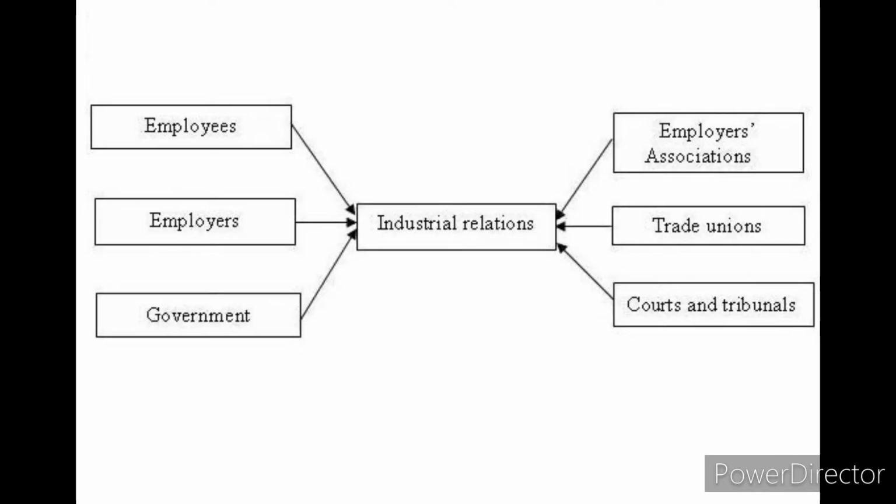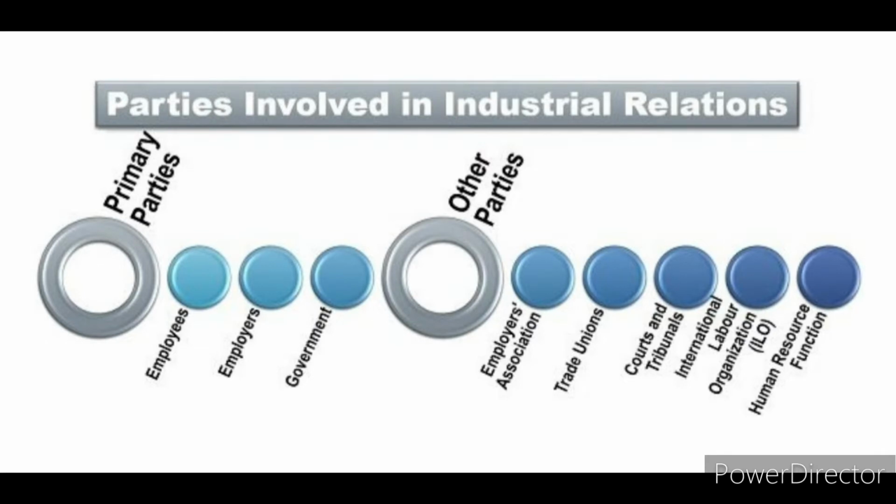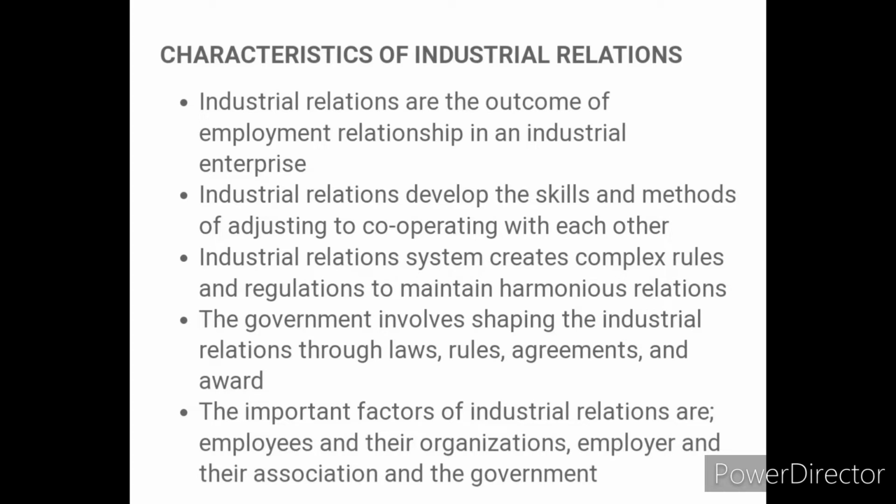In short, it explains the relationship between the employees, employers, and trade unions, government, etc. We will have the primary parties as employee and employers, whereas other parties as employees' associations, trade unions, etc. Now we'll see the characteristics of industrial relation systems. It builds the relations among the employers and employees, and it generates the rules and regulations for peaceful running of an organization. The government builds the industrial relationship with the help of laws, rules, agreements, etc.